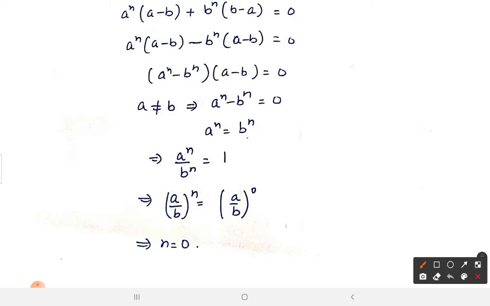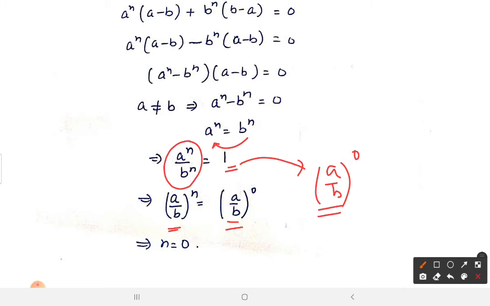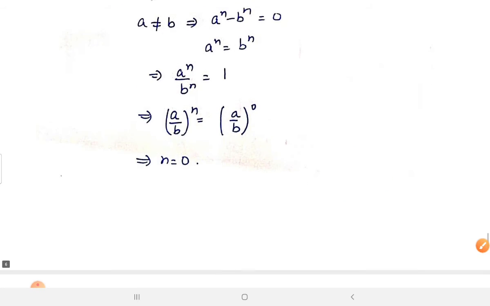So take this here in denominator. We have a to the power n upon b to the power n as 1. So we have (a/b) to the power n as a/b... 1 can be written as (a/b) to the power 0. Anything raised to power 0 is 1. Clear? Anything raised to power 0 is 1. So by comparing, n is equal to 0. And what we want to find? We want to find the value of n.